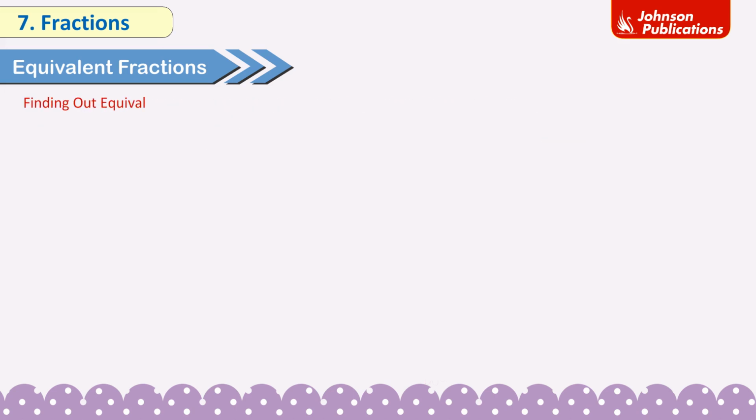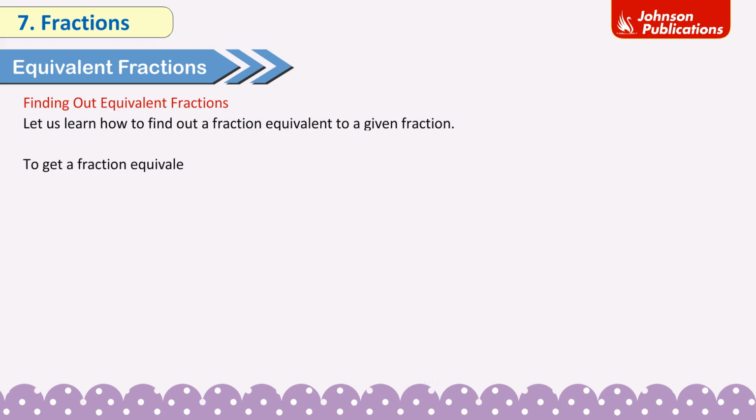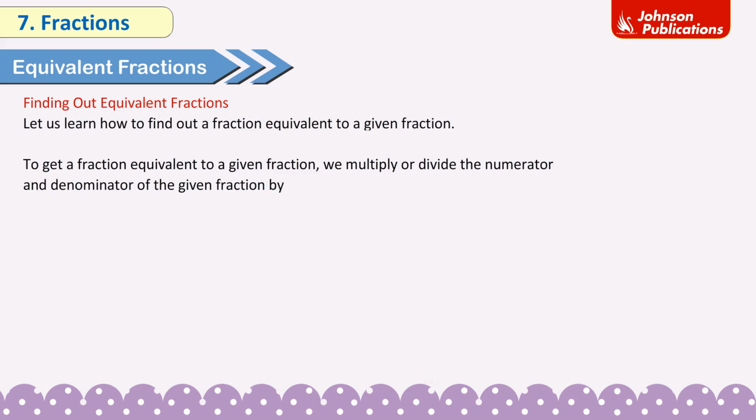Finding out equivalent fractions. Let us learn how to find out a fraction equivalent to a given fraction. To get a fraction equivalent to a given fraction, we multiply or divide the numerator and denominator of the given fraction by the same non-zero number.